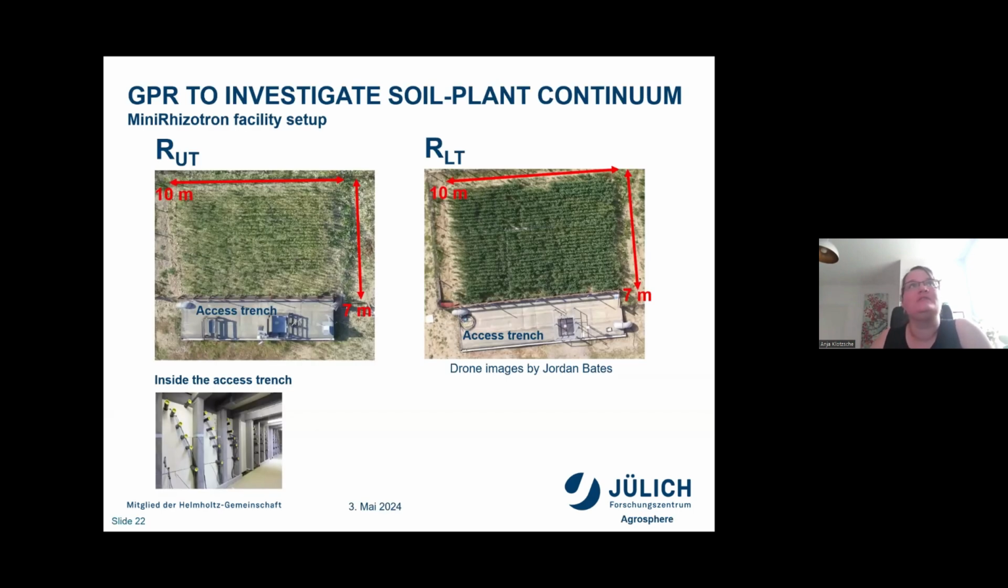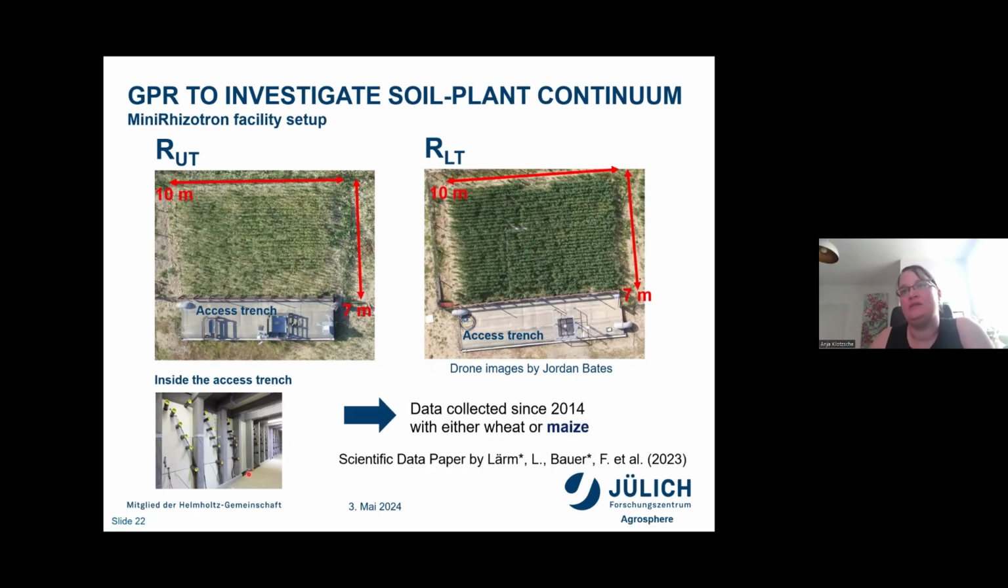So, just as a small wrap up of our Rhizotron facilities: this is the upper terrace, the one with the more stony environment, and the lower terrace Rhizotron. Each of them is 10 by 7 meters, and we can enter the below ground through an access trench, and that's how it looks from the inside, where we have the horizontal plastic tubes that we can access with the camera and the GPR systems.